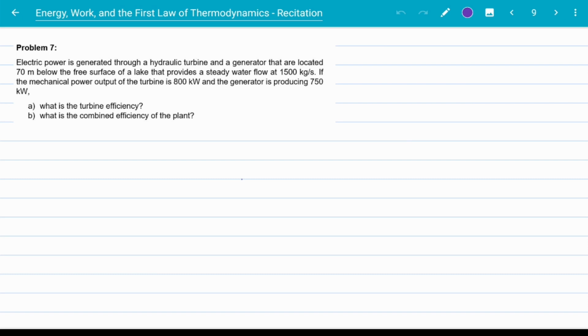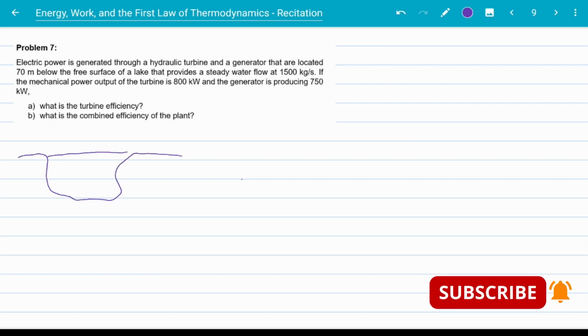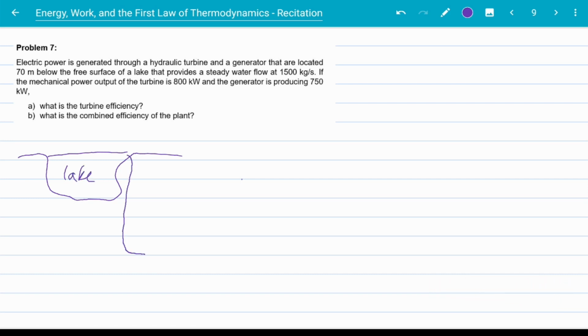Okay, so this is very similar to the problem that we had at the beginning of the video, where we had a turbine in the way of a river. But this time we have efficiencies involved. So this problem is discussing efficiency. We have a lake, and again, we have a piping system. And then we have a turbine. This turbine is connected to a generator, which is producing electricity, right?